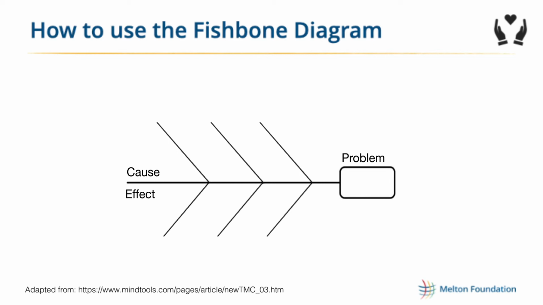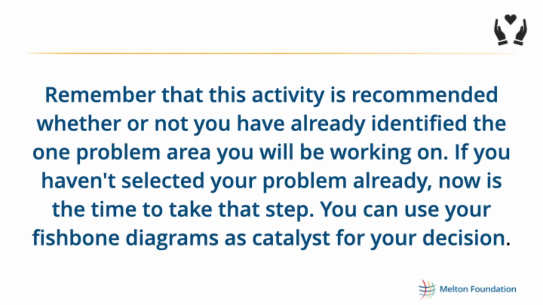Step 4. Review the diagram and identify which of the causes you can influence. Those are the ones you may want to pursue further. Remember that this activity is recommended whether or not you have already identified the one problem area you will be working on. If you haven't selected your problem already, now is the time to do it. You can use your Fishbone Diagram as a catalyst for your decision.